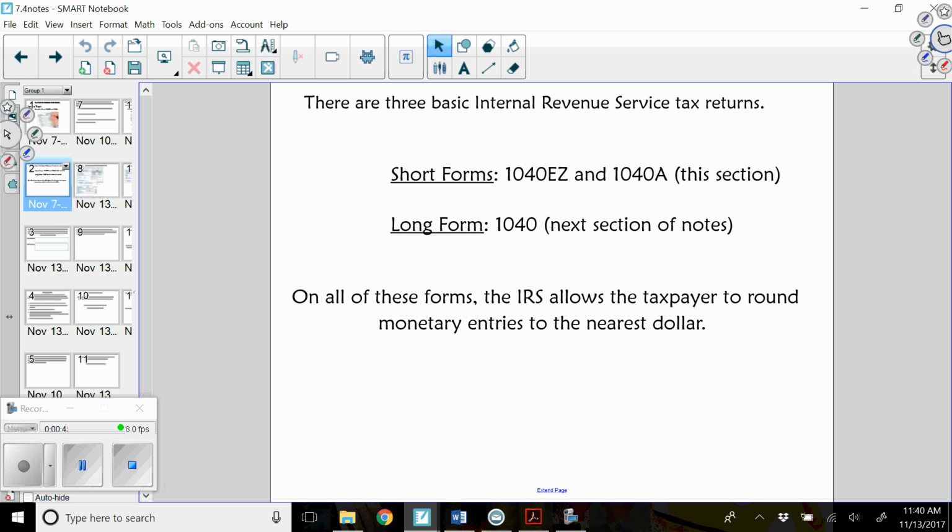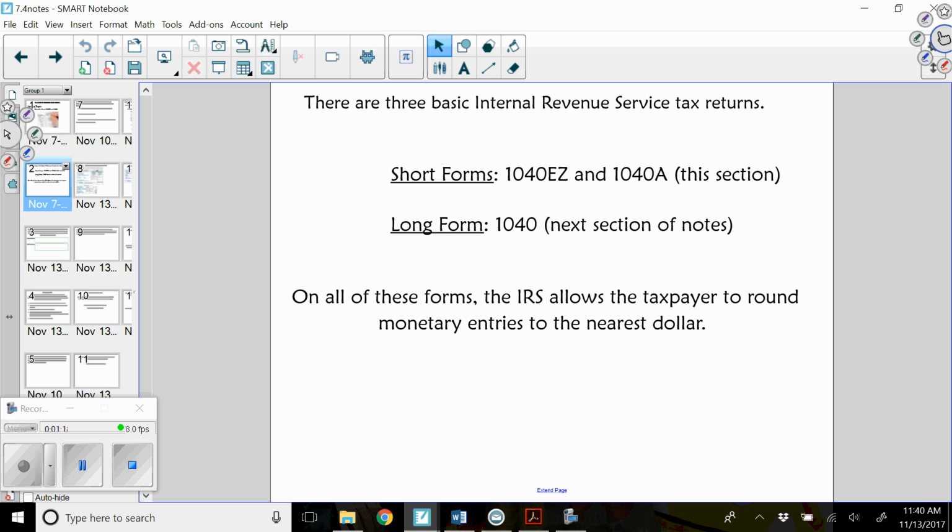And I'm going to be jumping back and forth between different things up on the board. But there are three basic IRS, Internal Revenue Service, tax forms. You have the shorter forms, which are the 1040 Easy and 1040A, which we're going to go over. And then 1040, no abbreviations after it. That's the long form. That's when you're itemizing things and filling out lots and lots of different stuff. Me personally, when I fill out taxes, I do the 1040 because I itemize a lot of things.